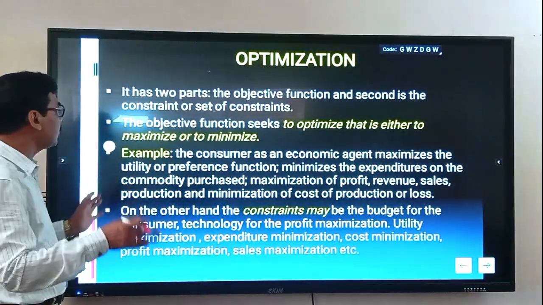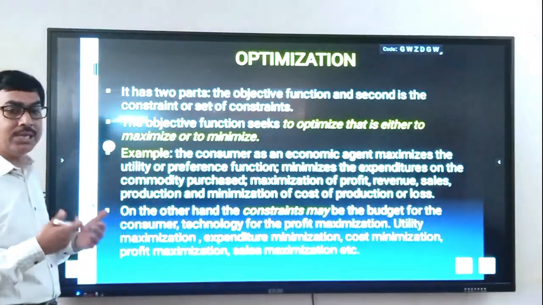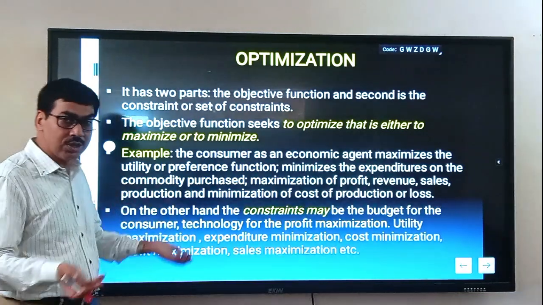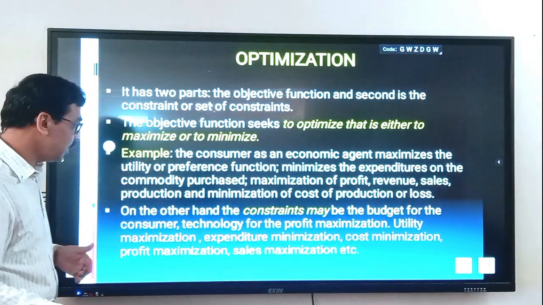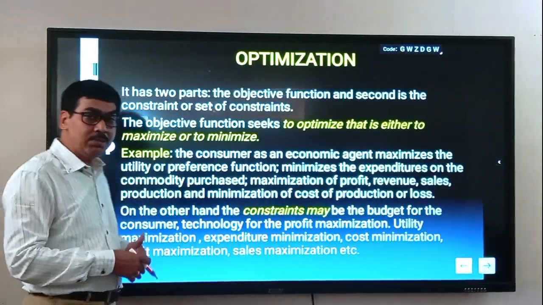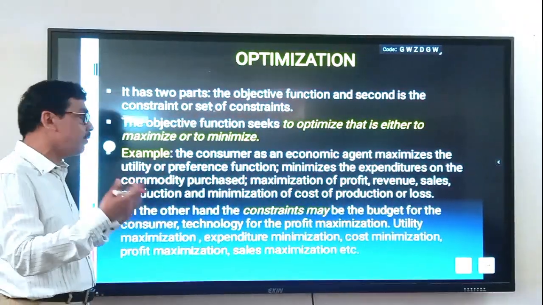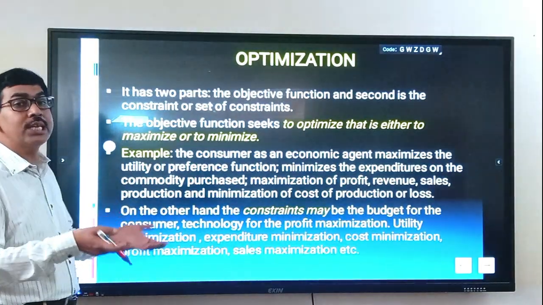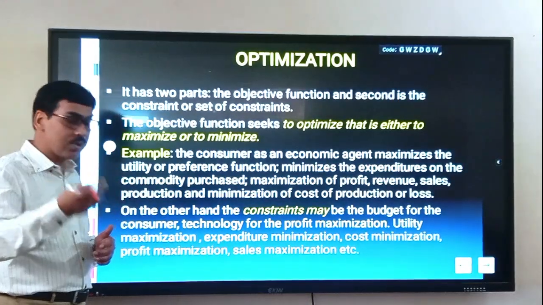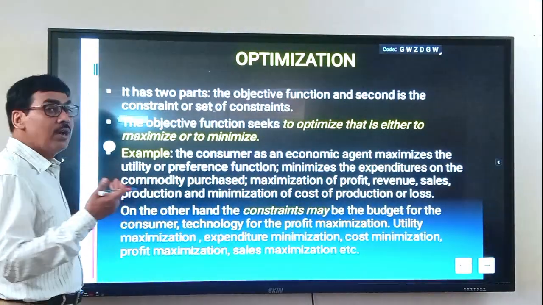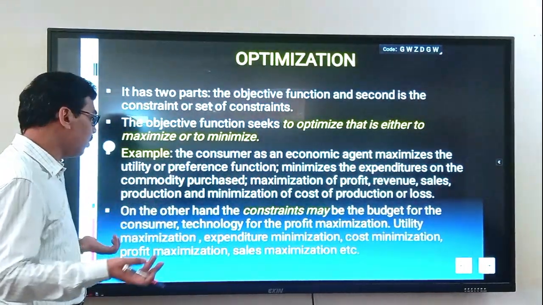So these are the objective functions which we utilize. On the other hand, in the consumer maximization problem, the constraint is the budget constraint, which is actually the prices of the commodities and how much expenditure the consumer is doing out of his income. That is his constraint. We may have an expenditure minimization problem where the constraint is the utility function, the consumer being restricted to a particular level of utility or preference. In cost minimization, the constraints are the technology, the production function. In profit maximization, this is also a production function, and in sales maximization there may be different constraints, maybe the time period, and many others.